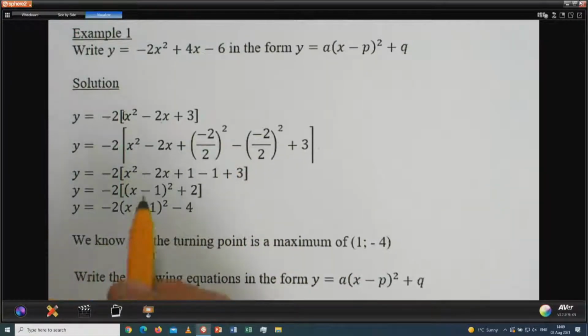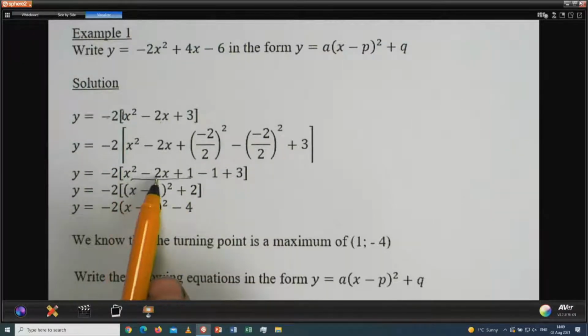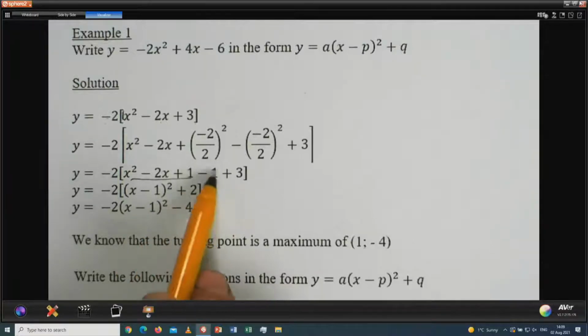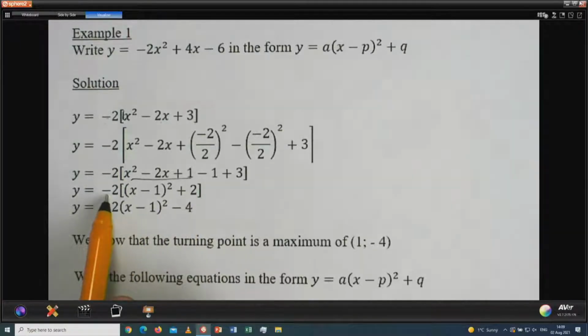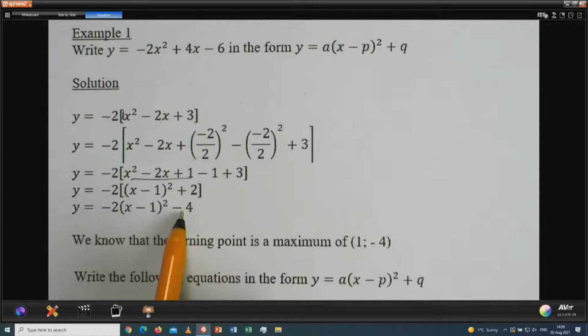Now we're going to find the perfect square trinomial. So the factors of x squared negative 2x plus 1 is (x negative 1) squared, and negative 1 plus 3 is equal to positive 2. So in this case, now we multiply in by the a value. Negative 2 times (x minus 1) squared is negative 2(x minus 1) squared. Negative 2 times positive 2 gives you negative 4.